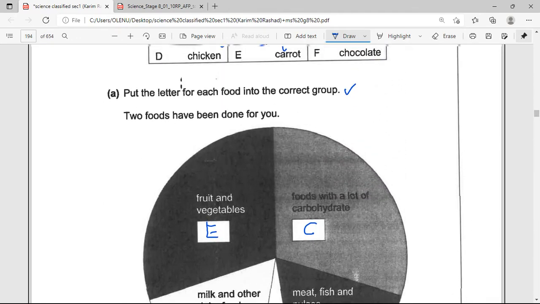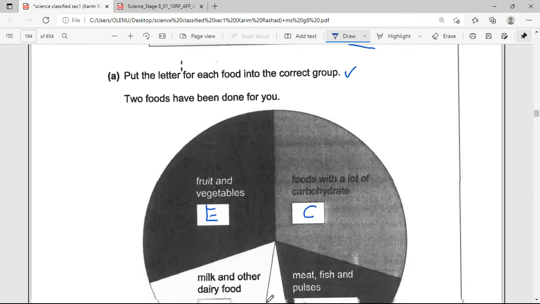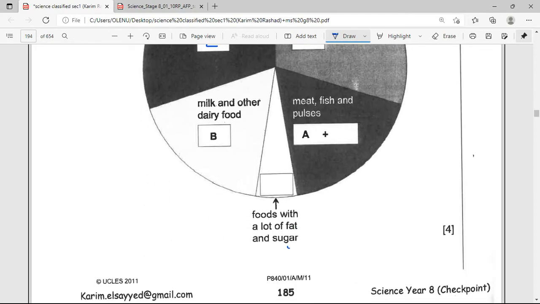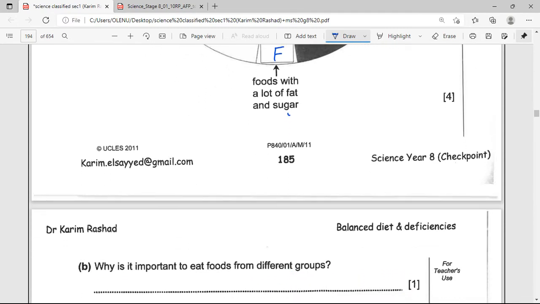Then lastly, we have food with lots of fat and sugar. The food with a lot of fat and sugar here obviously should represent the chocolate. The chocolate has a lot of fat and sugar in it. So that's letter F. So we put in letter F. We're done with that, so we have our 4 marks.